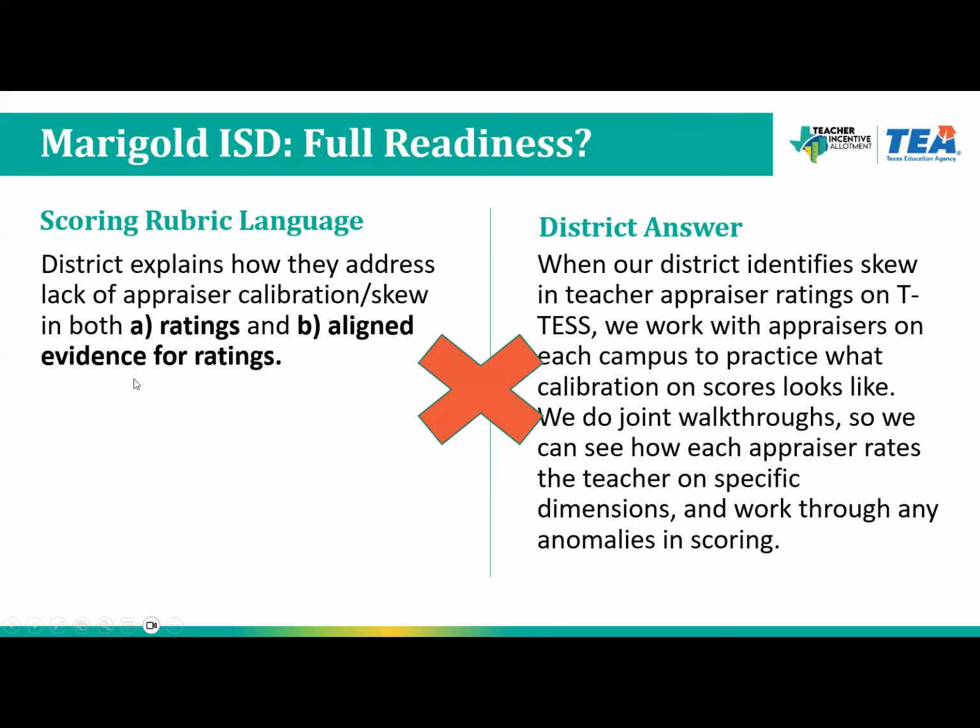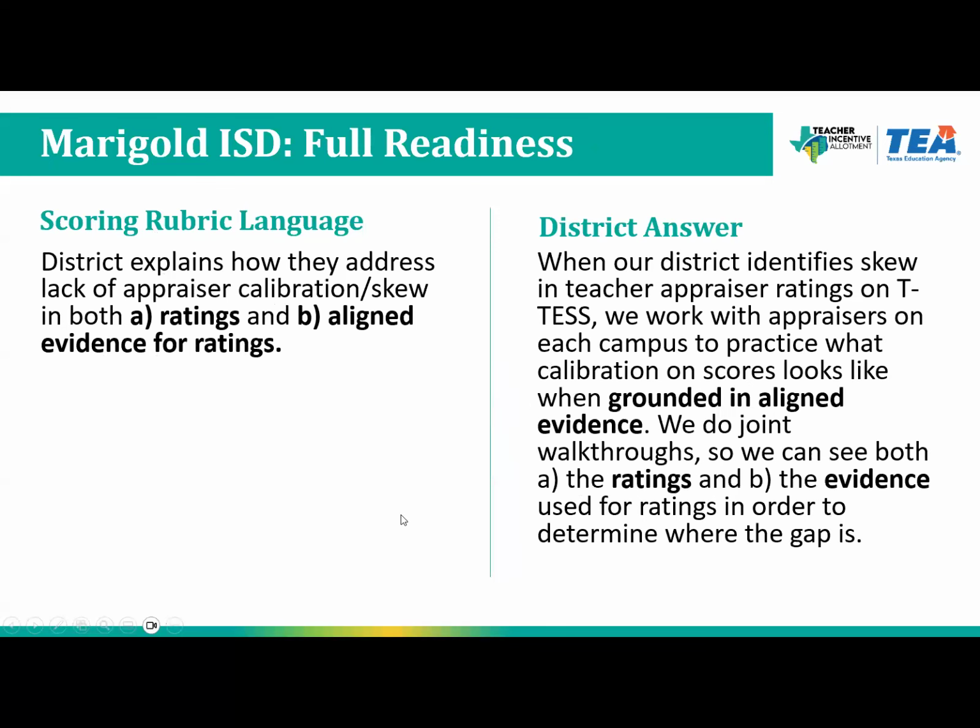So Marigold got this feedback and they fixed it. Now their answer says they're going to talk about calibration on scores, what it looks like when grounded in aligned evidence. Now we see that evidence piece in there. So we can see both the ratings and the evidence used for ratings in order to determine where the gap is. That answer is good.